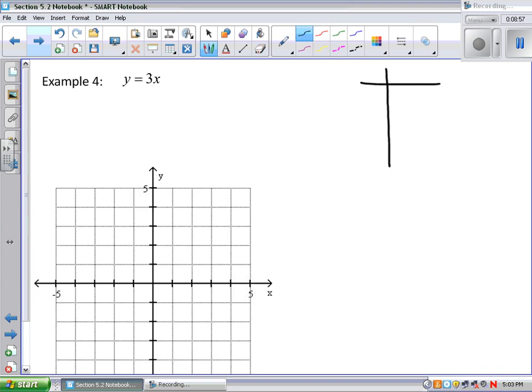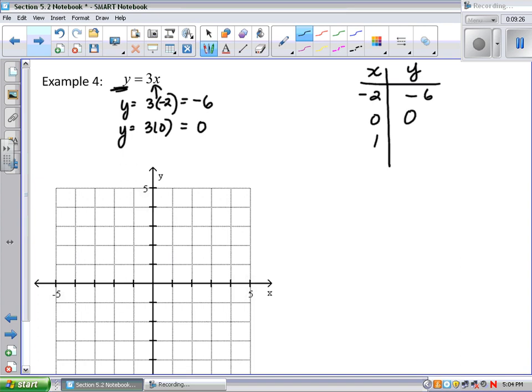I'm going to start off with a chart. Notice this one is already solved for y, so I'm going to pick x values to stick in: -2, 0, 1. If I plug in -2, I get y equals 3 times -2, or y equals -6. If I plug in 0, y equals 3 times 0, or 0. And if I plug in 1, 3 times 1 is 3. There I have filled in my table of values.